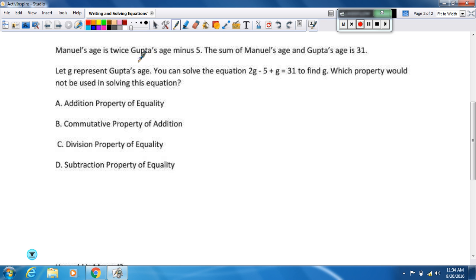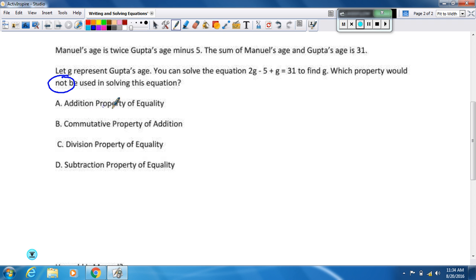Okay, Manuel's age is twice Gupta's age minus 5. The sum of Manuel's age and Gupta's age is 31. Let G represent Gupta's age. You can solve the equation 2G minus 5 plus G equals 31 to find G. Which property would not be used in solving this equation?